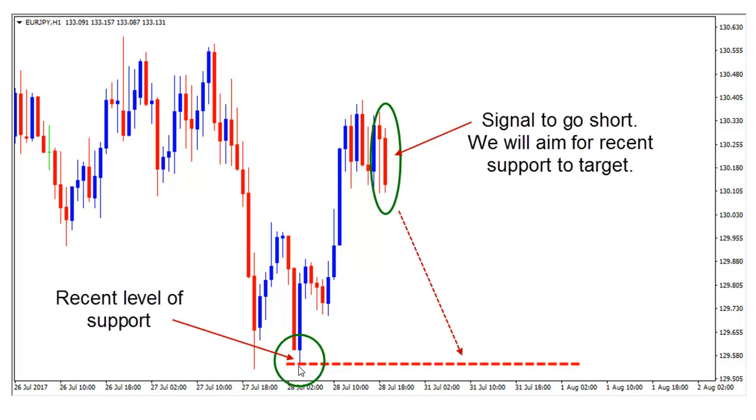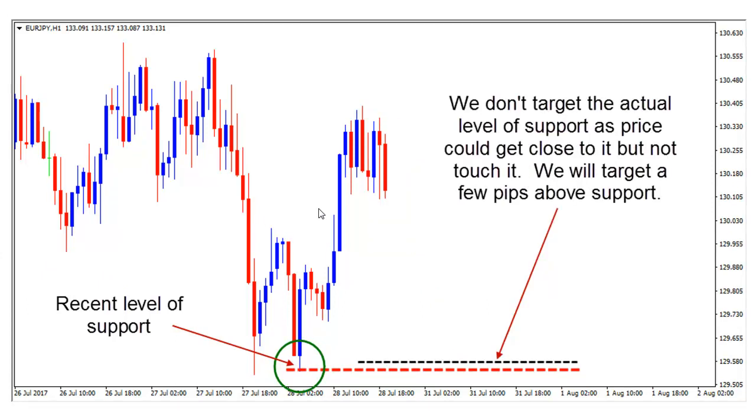So we're going to find that area. Now I've got this marked off, so we have this recent area of support, and this becomes our target. Now we're not going to target that exact area. Instead, we're going to target just a little bit above it, because we know that the price could get close to it, it could get beyond it, it could get right to it. So we're going to play this safe, and we're really going to identify this as an area.